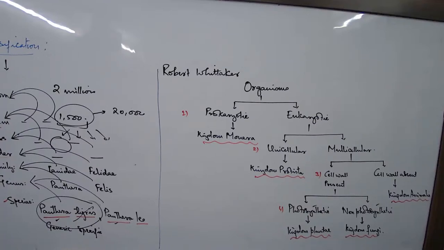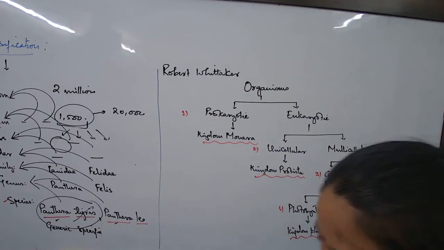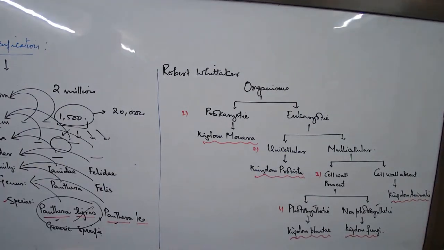Underline the definition of species, underline the definition of kingdom. Only that much here. Whenever we are talking about the definition of species, what would be the definition to remember? The lowest level of classification where organisms share similar characteristics and they are capable of interbreeding among themselves. Capable of interbreeding.